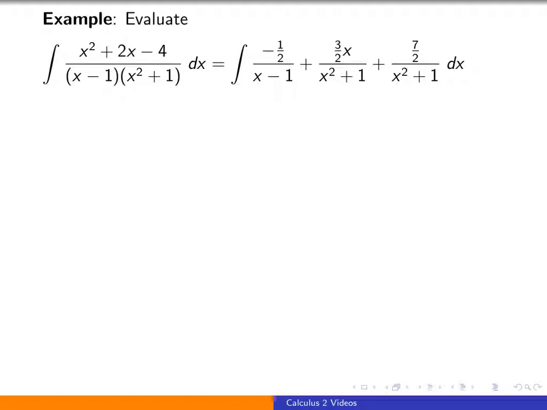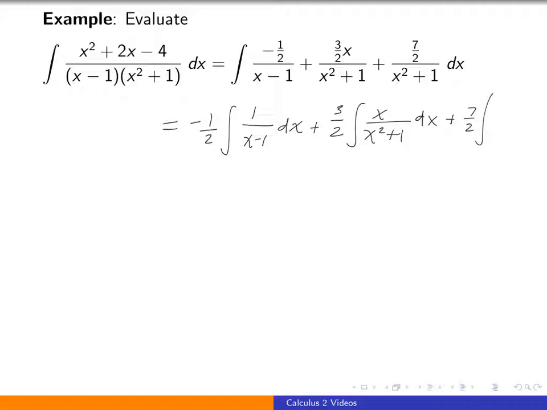So let's go ahead and use this partial fraction decomposition to integrate. Now we have three integrals that we need to take care of. And I'm going to break it up into the three separate integrals so the techniques are as clear as possible. So we have minus 1/2 the integral of 1 over x minus 1 plus 3/2 times the integral of x over x squared plus 1 plus 7/2 times the integral of 1 over x squared plus 1.